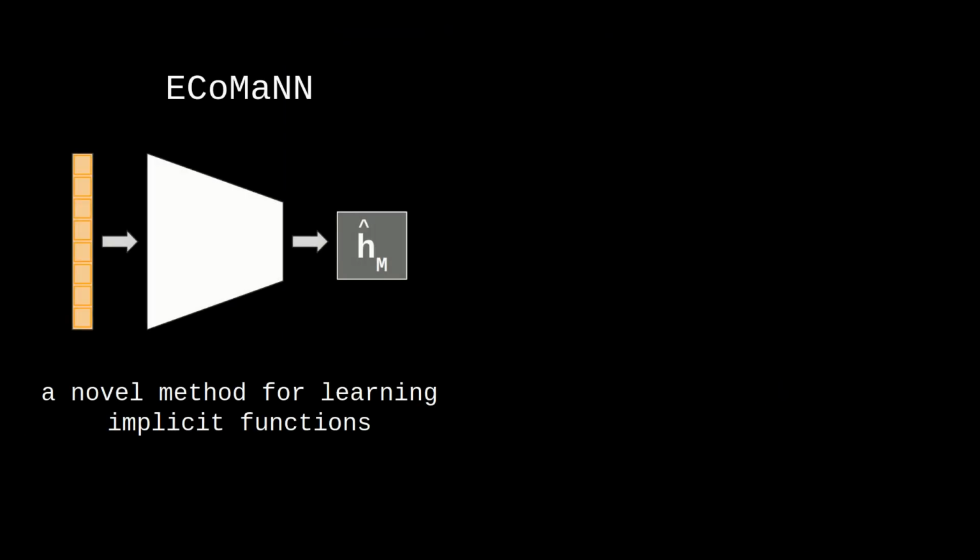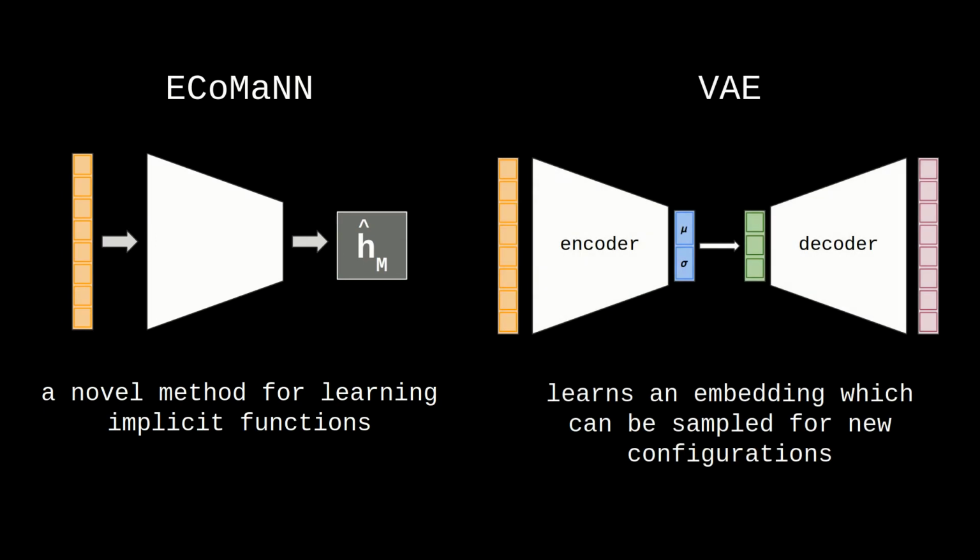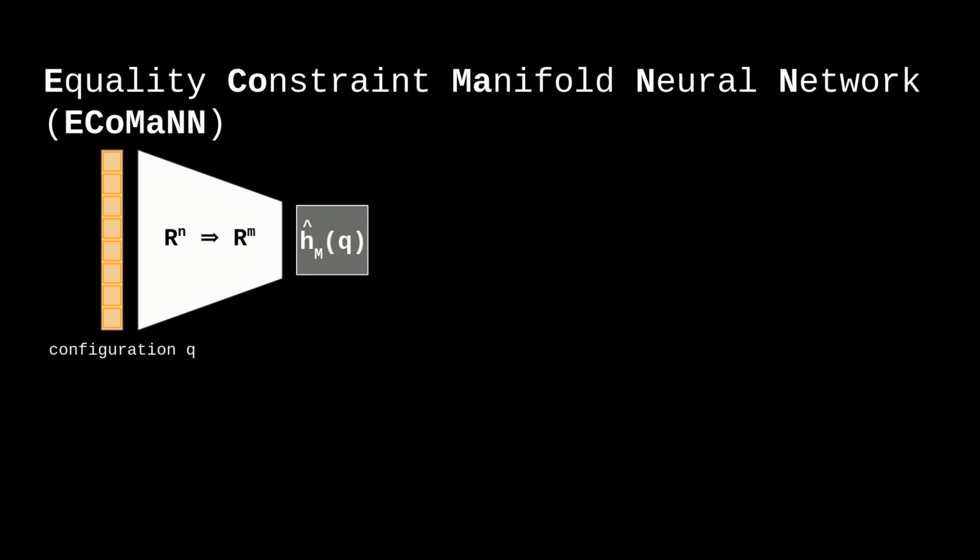We explore two methods for learning implicit constraint manifolds: equality constraint manifold neural networks, or ECOMAN, which is a novel method for learning representations of implicit functions, and variational autoencoders, which learn a distribution that can be sampled to produce new constraint-adhering configurations for planning. ECOMAN is a neural architecture for learning equality constraints which takes a configuration Q as input and outputs the prediction of the implicit function hm of Q. For equality constraints, hm of Q should be 0 for all configurations on the manifold.